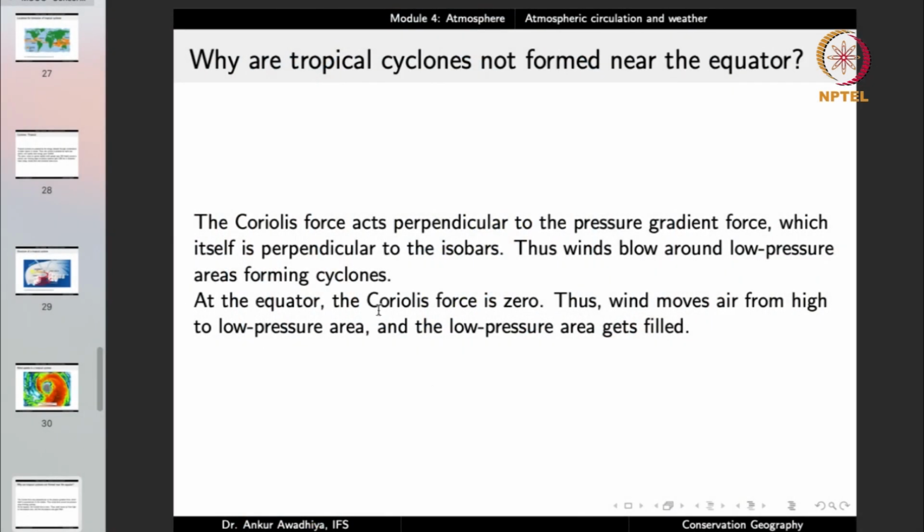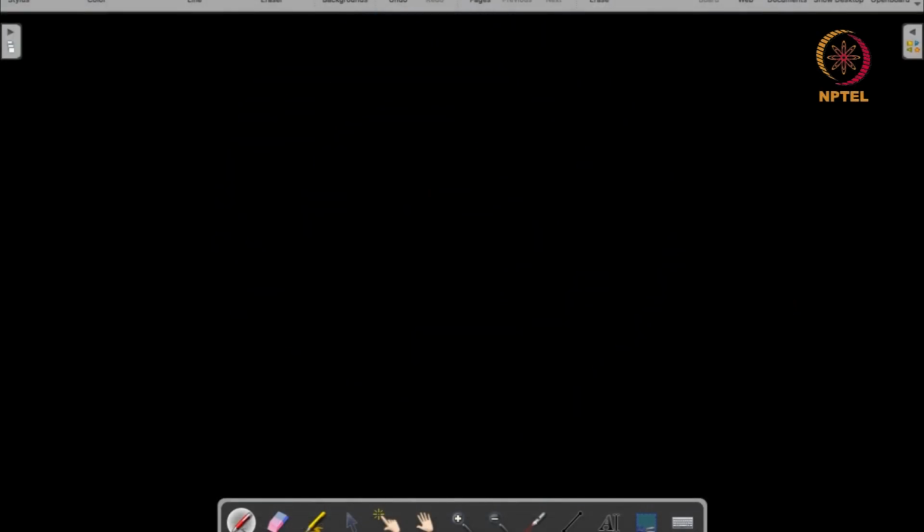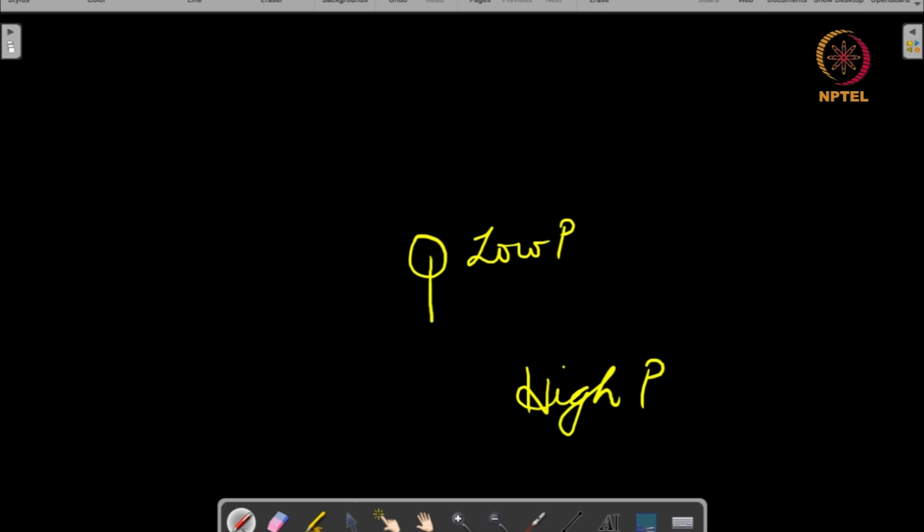But at the equator the Coriolis force is zero, so the air directly moves from the high pressure area to the low pressure area, filling up the low pressure area. So at the equator you have a low pressure area and here you have a high pressure area. Now in the absence of Coriolis force, air will directly move from high pressure area to low pressure area, filling up the low pressure area.